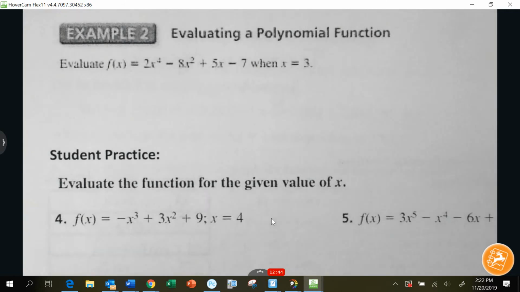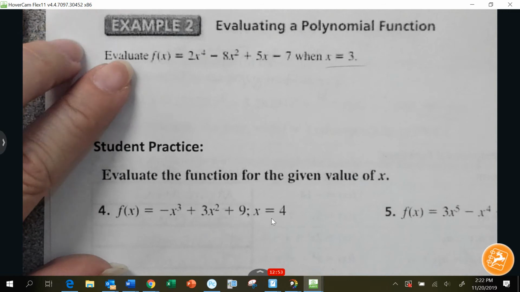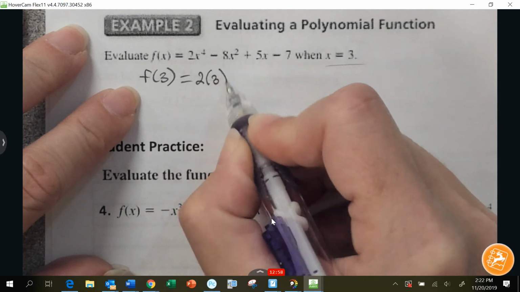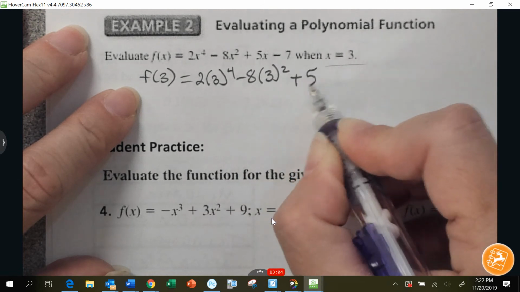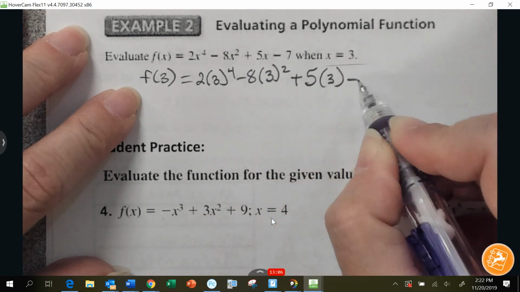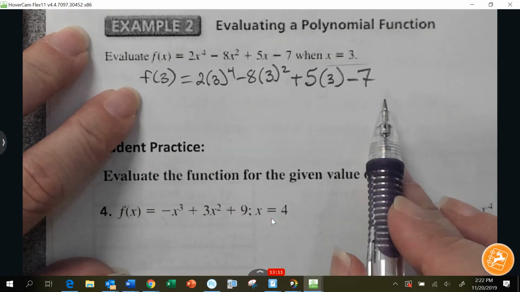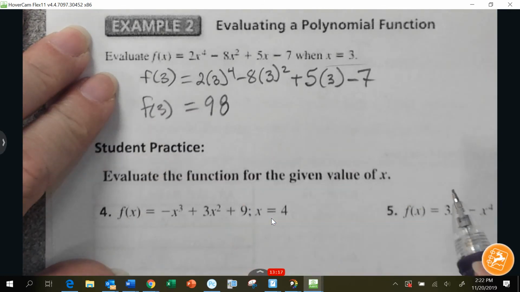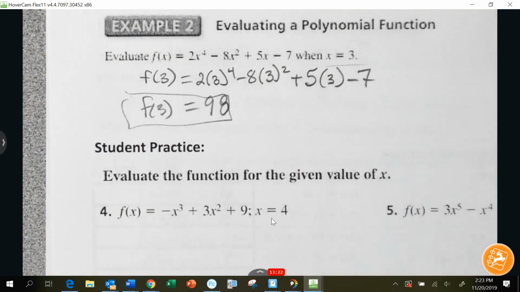Example 2, I asked you guys to do. When you go through these examples and it tells you when x is 3, you're just plugging in 3 for all your x's. You're doing f of 3. So 2 parenthesis 3 to the 4th minus 8 parenthesis 3 squared plus 5 parenthesis 3 minus 7. If you want to use your calculator, you just type it in with the parentheses and it will give you the answer. If you want to do it by hand because you feel like you need to practice more, that's totally fine too.